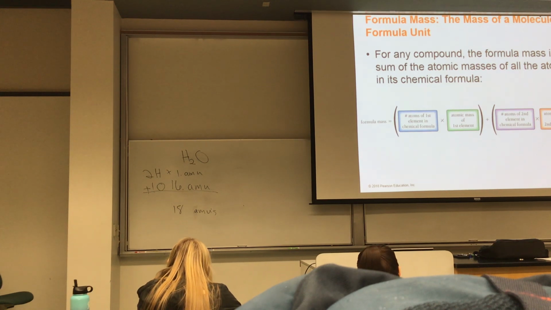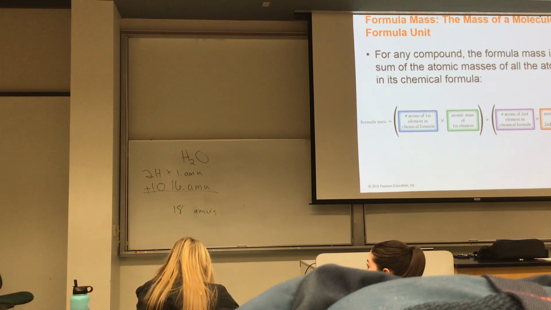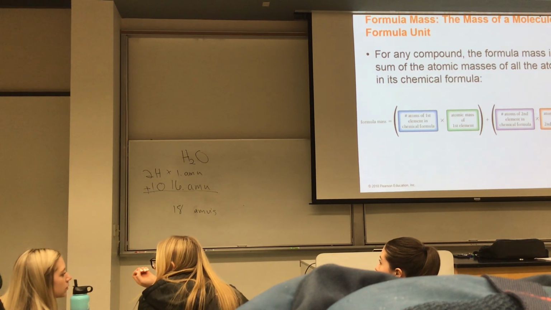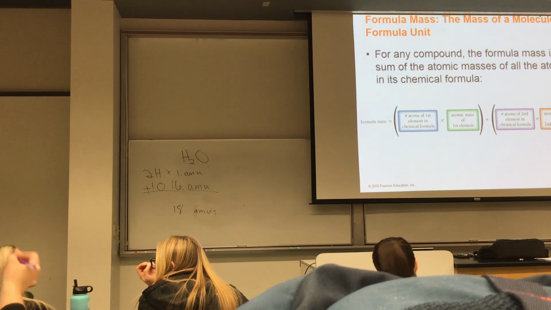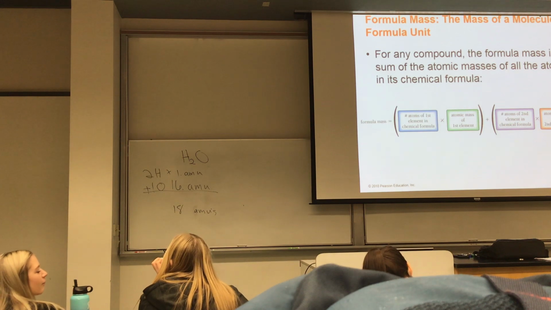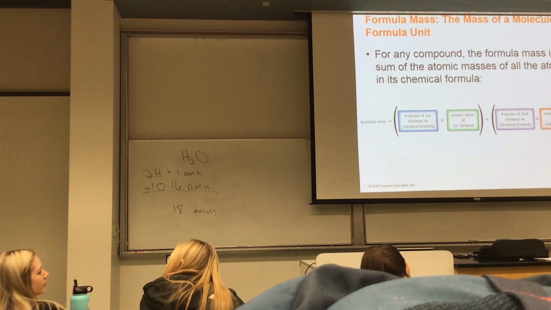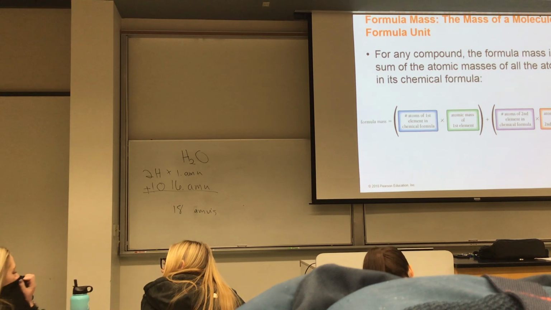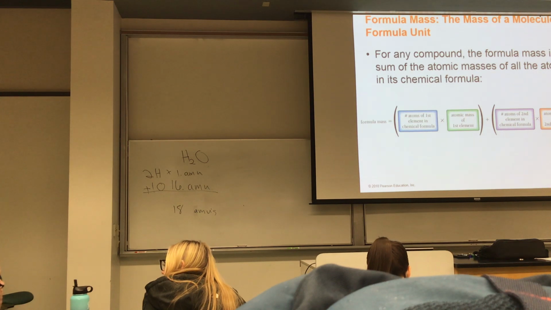So if we had C6H11O6, I think this is glucose. What's the formula mass of this? Carbon has 12, so it's 6 carbons times 12. I think I'm just going to call it 12 for now. Hydrogen has 1, so 11 hydrogens times 1, and 6 oxygens times 16.